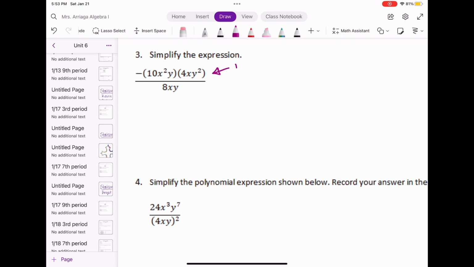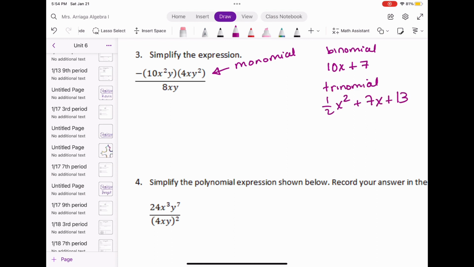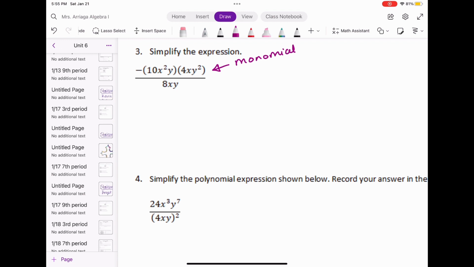Now, on number 3, the expression is a monomial. Just to remind you, a binomial is an expression that has 2 terms. A trinomial is an expression that has 3 terms. And here's an example. And all of these are polynomials. But with a monomial, we can simplify the expression by using our exponential properties.